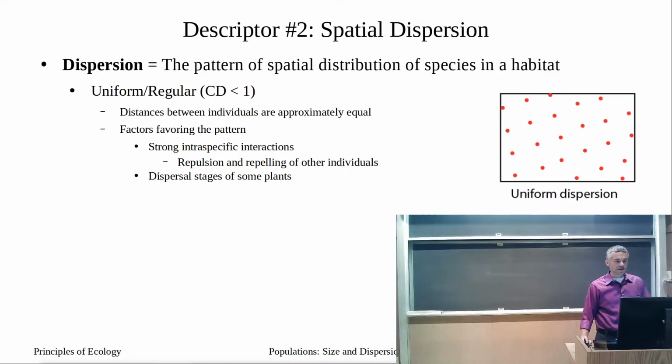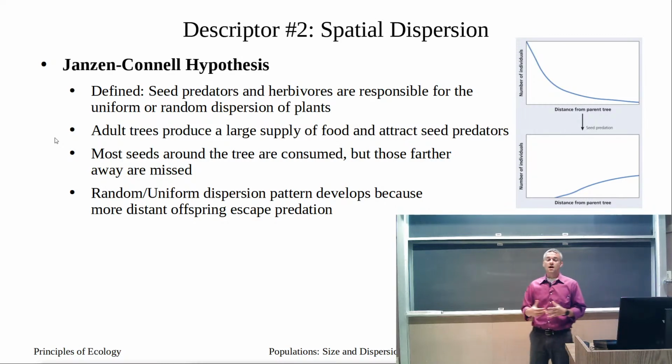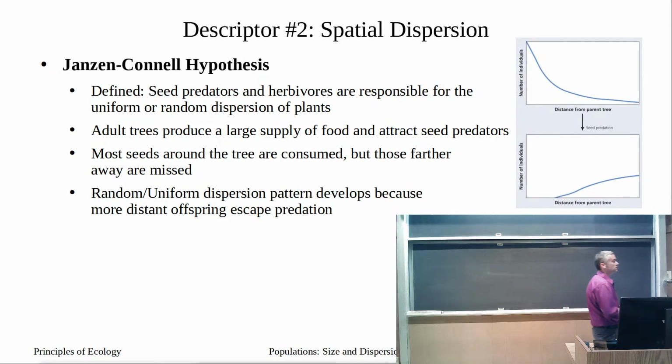So, the dispersal stages of plants. This forms the basis of the Janzen-Connell hypothesis, which leads to the idea that seed predators and herbivores together are responsible for producing our uniform or random distribution pattern of plants. It's the seeds that attract our seed predators and herbivores, and those interspecific interactions generate the observed dispersion pattern, uniform or random. So how does this work?